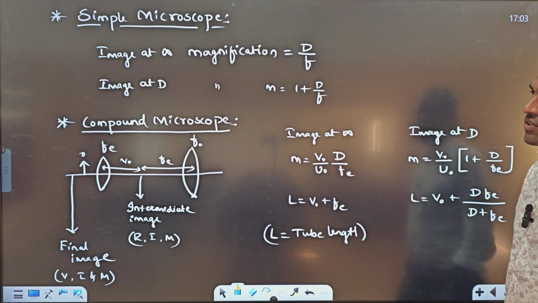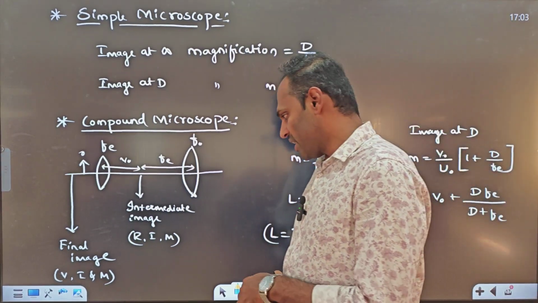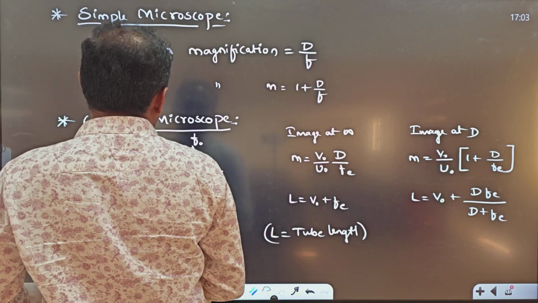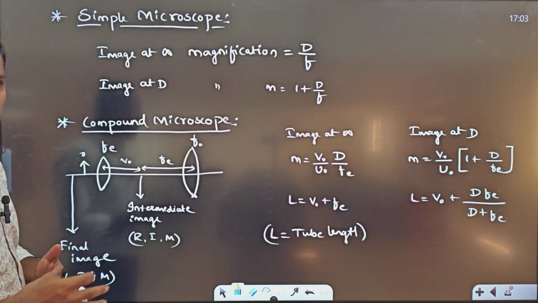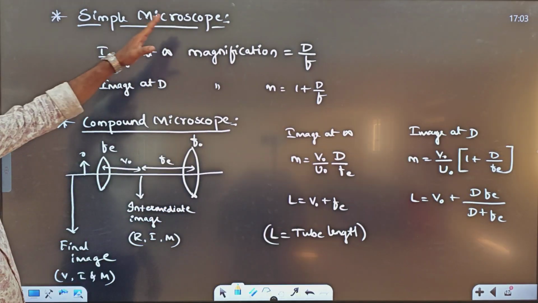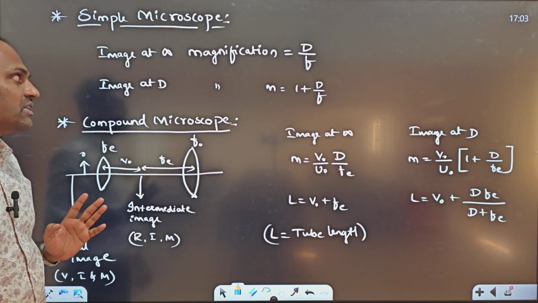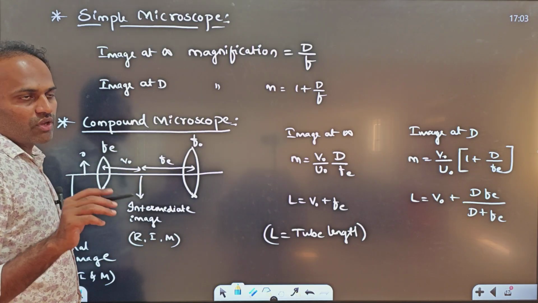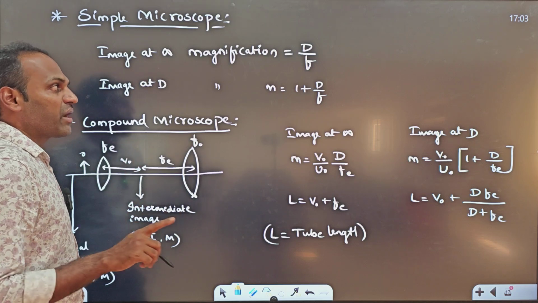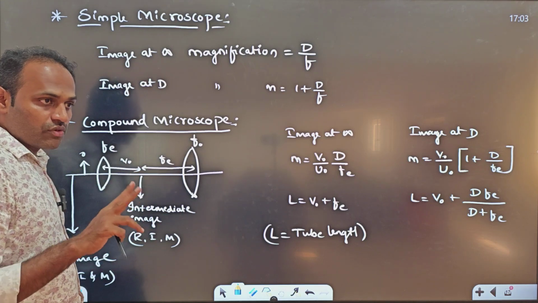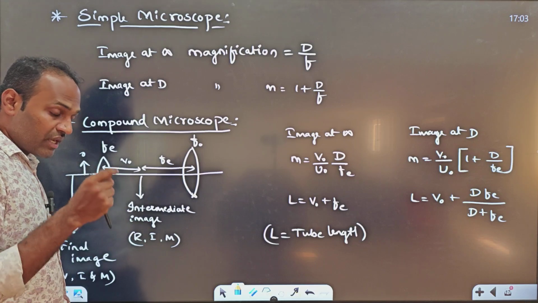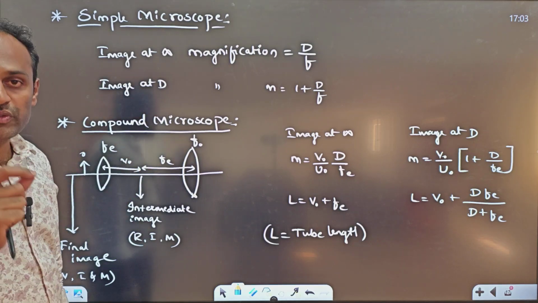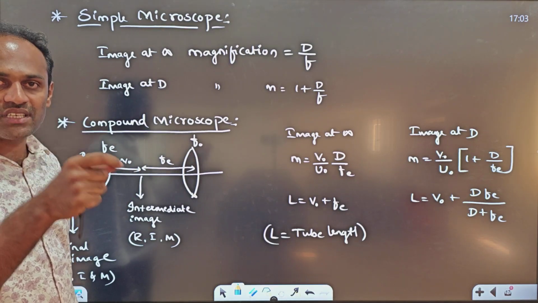Finally, we'll go for the last concept, that is optical instruments. In this I have taken only two optical instruments. You should also look at astronomical telescopes. The simple microscope has only one simple convex lens. First you should know the magnification formulas. Know about image formation. Mainly the magnification formula should be known. The magnification formula comes in two cases. One is image formed at infinity, another is image formed at the least distance of distinct vision.